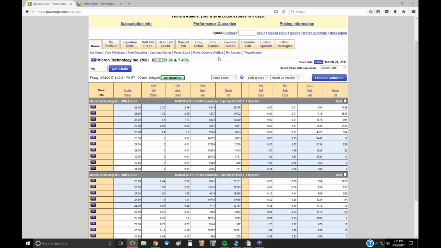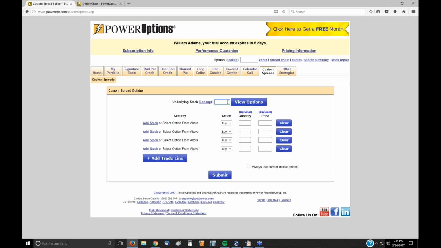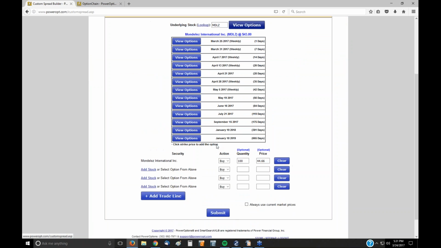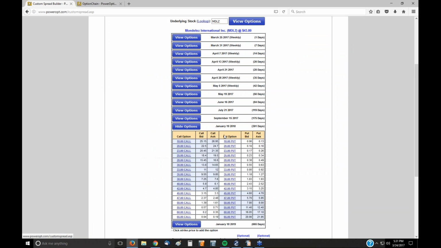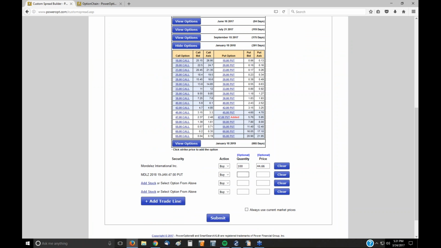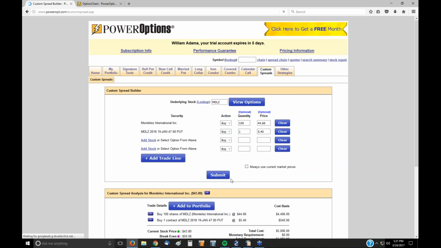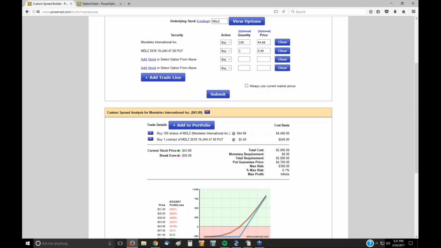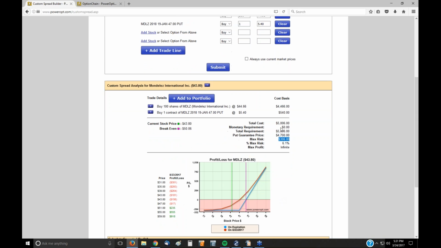we looked at earlier. Okay, so when we go to the custom spread tool, I showed that Mondelez position, MDLZ, and I had bought stock at 44.66. It would help if I put it in the right column, huh? And I bought a January 47 strike put at 540. Yep, that's exactly right. My maximum risk on this position is 306.